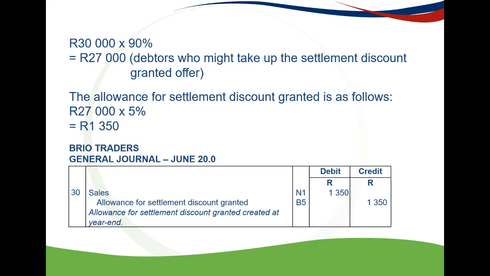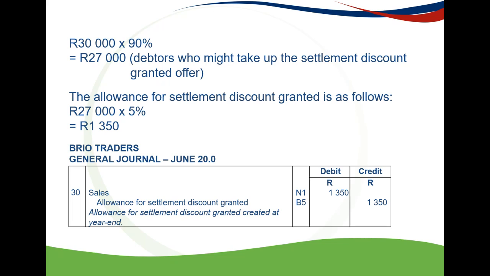First, we will debit our sales with 1,350, and then we will credit our allowance for settlement discount granted. Now, allowance for settlement discount granted was created at year end. So we must firstly make the adjustment for our sales of 1,350.